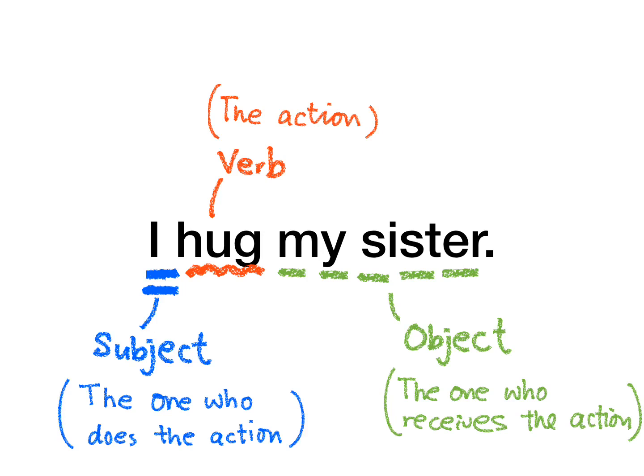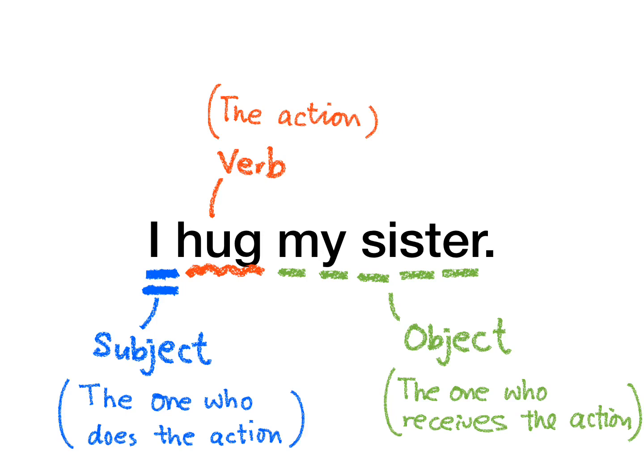And then the last part, you will see object most of the time, and the object is the one who receives the action. So the action in this whole sentence is the verb, hug. Who does the action? I, right? So I is the subject. Then who receives the action? Who receives the hug? My sister. So my sister is the object.